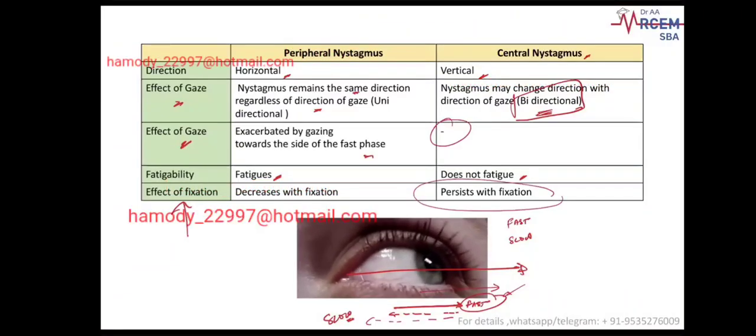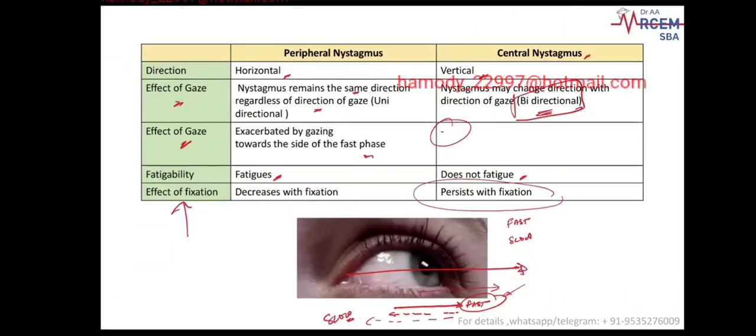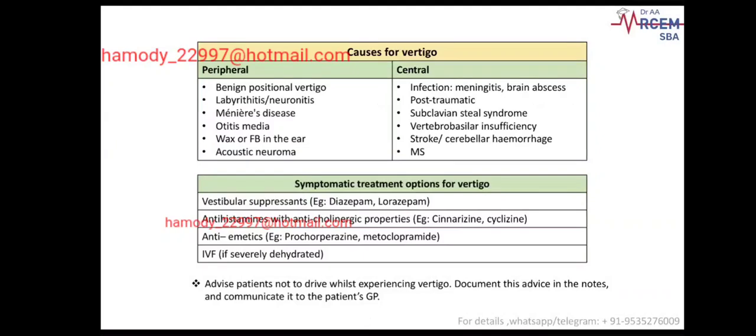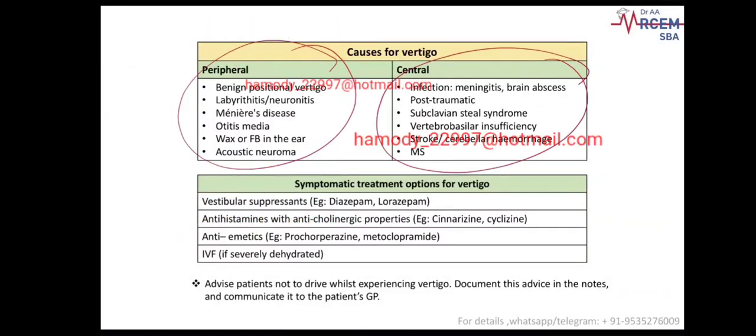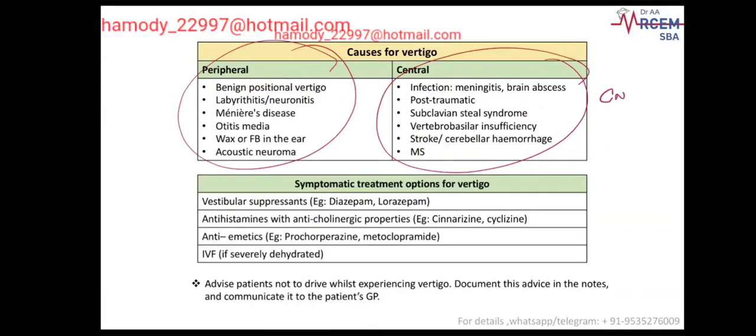It persists with fixation. It doesn't disappear with fixation. Causes of vertigo. All these are peripheral vertigos. And all these are central vertigos. Central vertigos, something is wrong in the CNS.